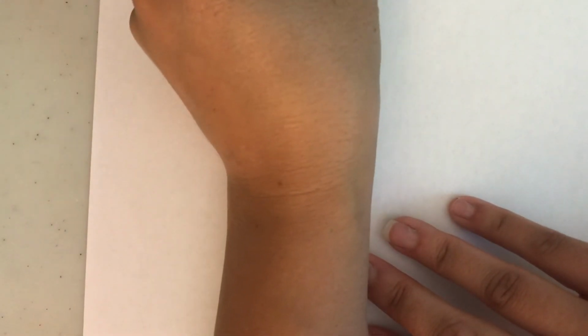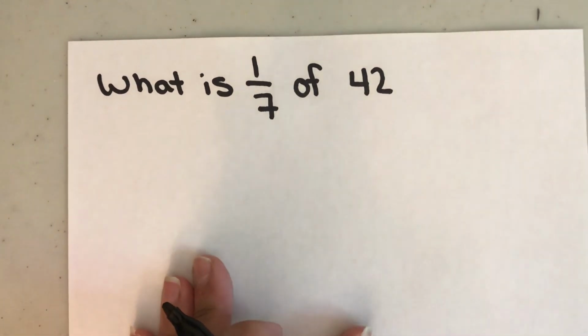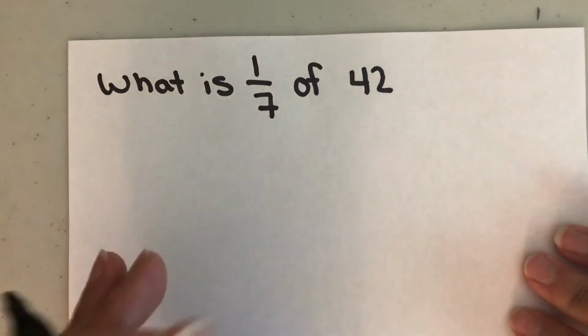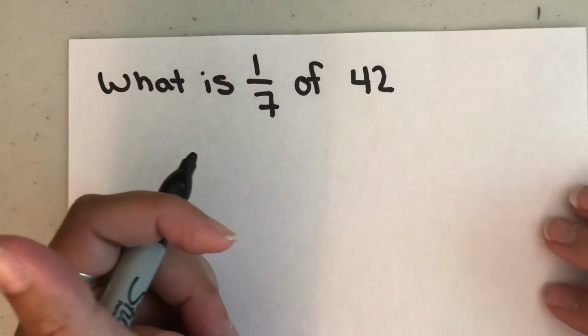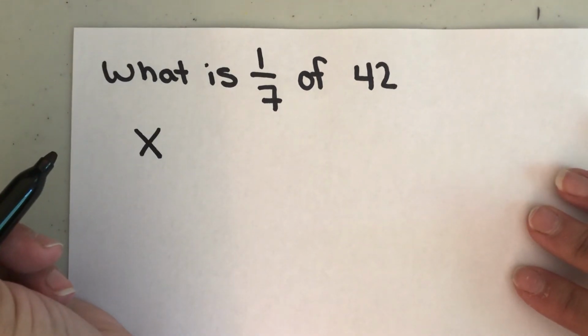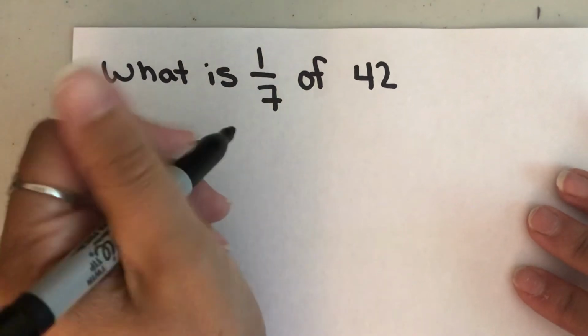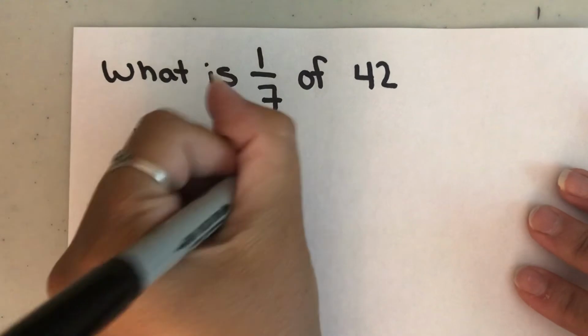I also wanted to mention another thing that will come up in the homework. I'm just writing it out here. It says, what is 1/7 of 42? So what is like an unknown? I always use X when I see the word what. The word is in math means equals. What is? 1/7. The word of means to multiply.